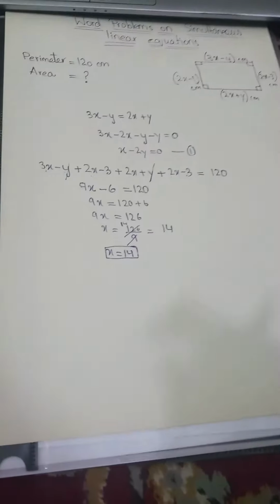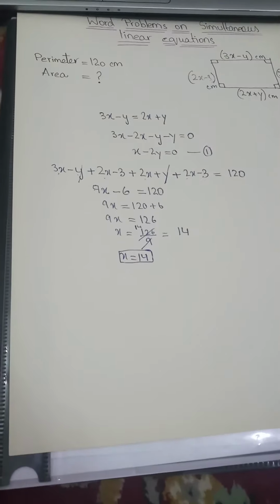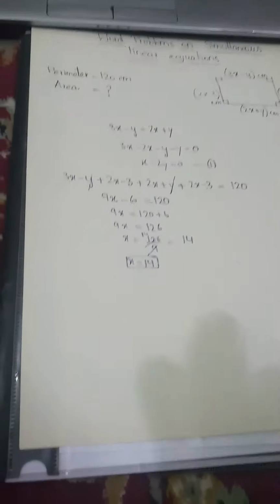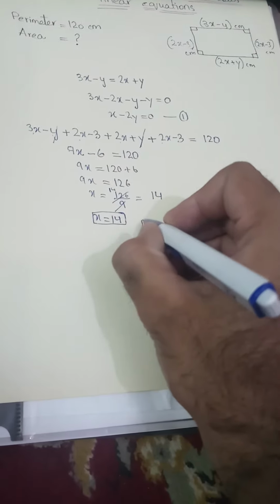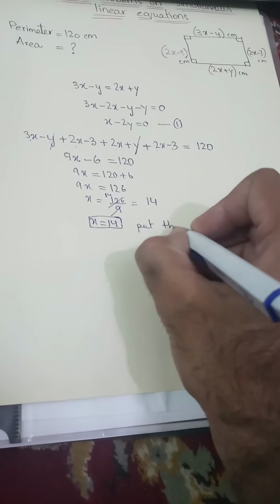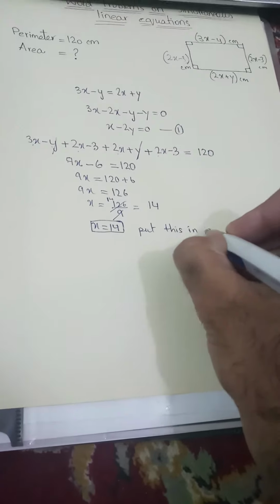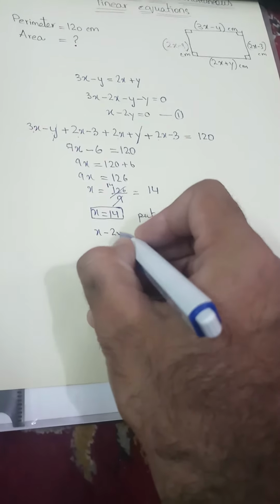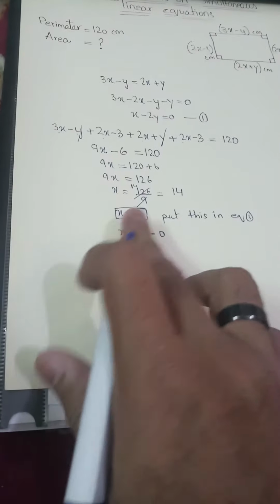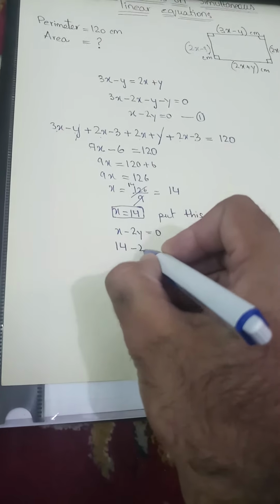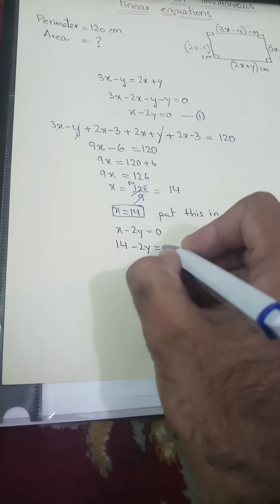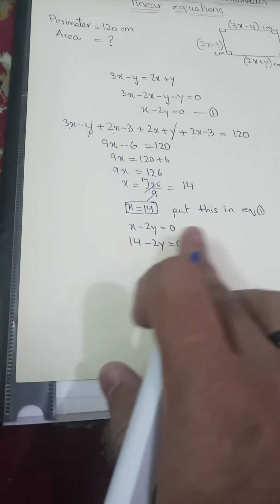I was successfully able to find the value of x, and I will put this value of x in equation number 1 in order to find the value of y. Equation number 1 is x minus 2y equals 0. X is 14, so I will put 14 in place of x. Then minus 2y will be as it is, equals 0. This minus 2y will go on the other side and it will become plus 2y.